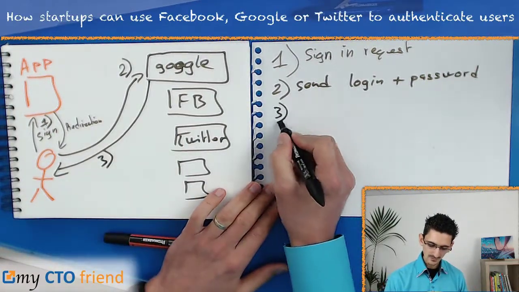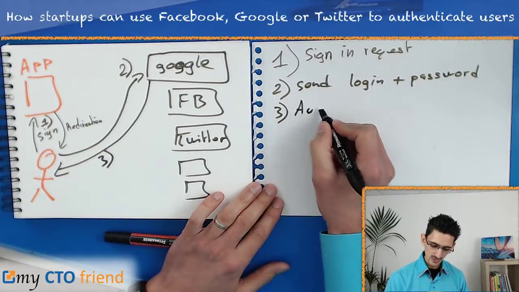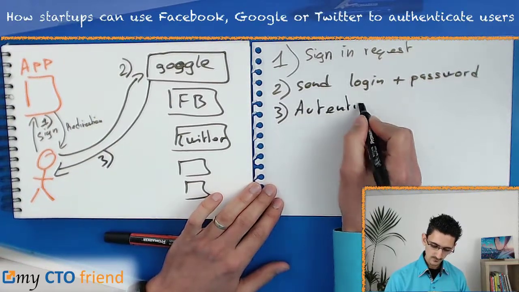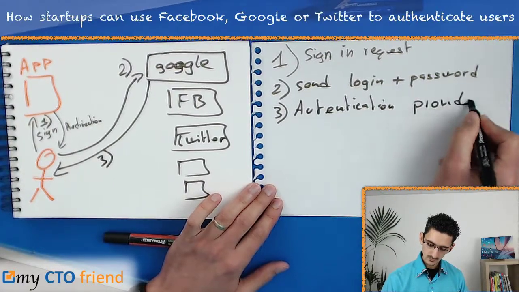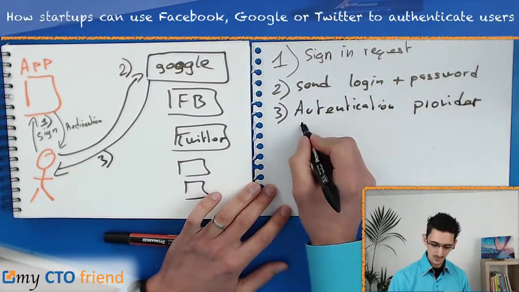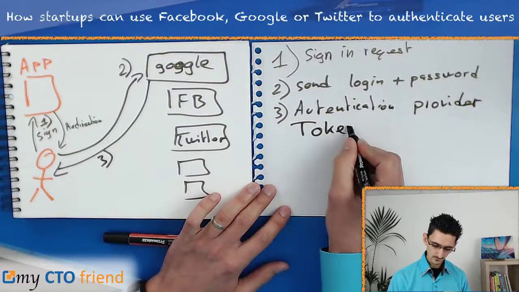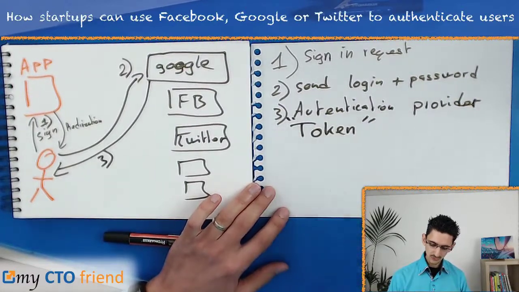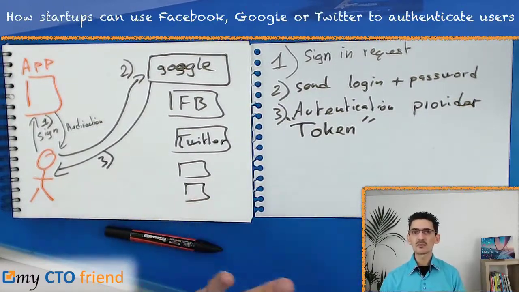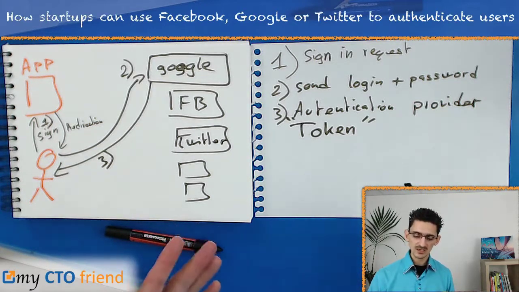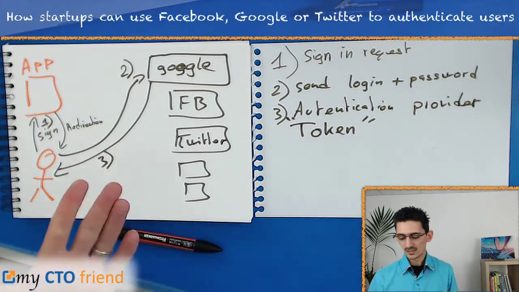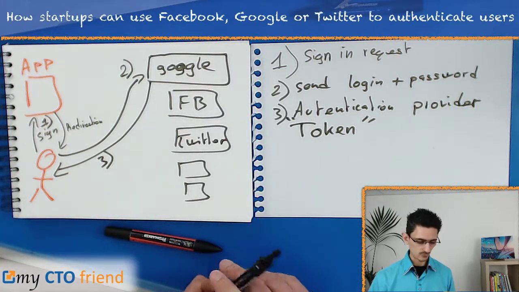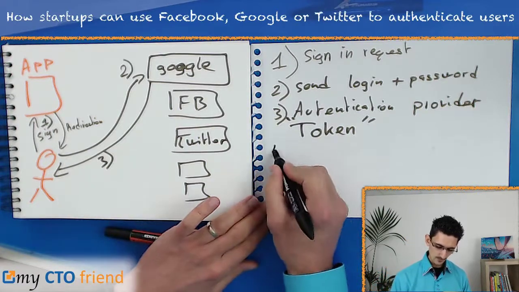And then the third step is that the authentication provider provides a token. The token is a secret kind of password, but very complex, that enables your application to check that your user exists and is really signed on with your trusted partner.